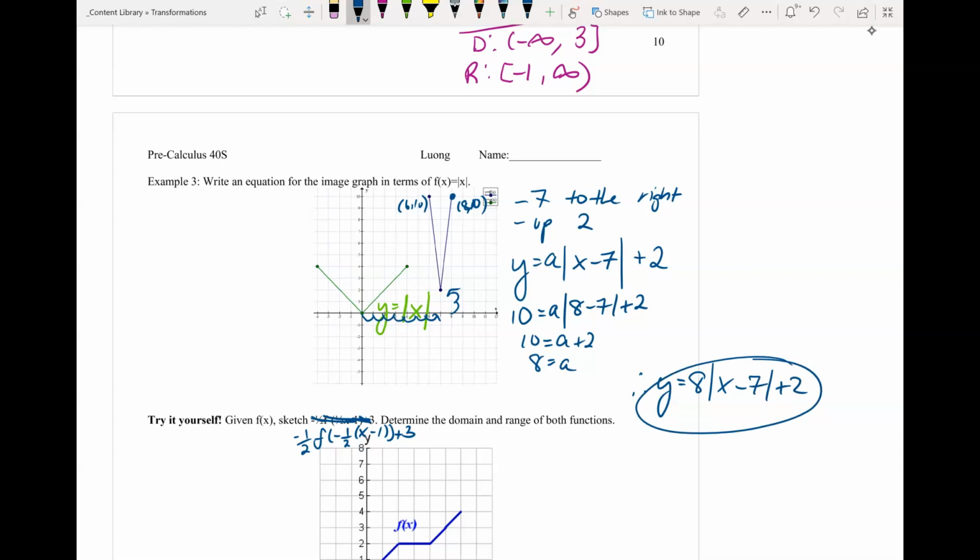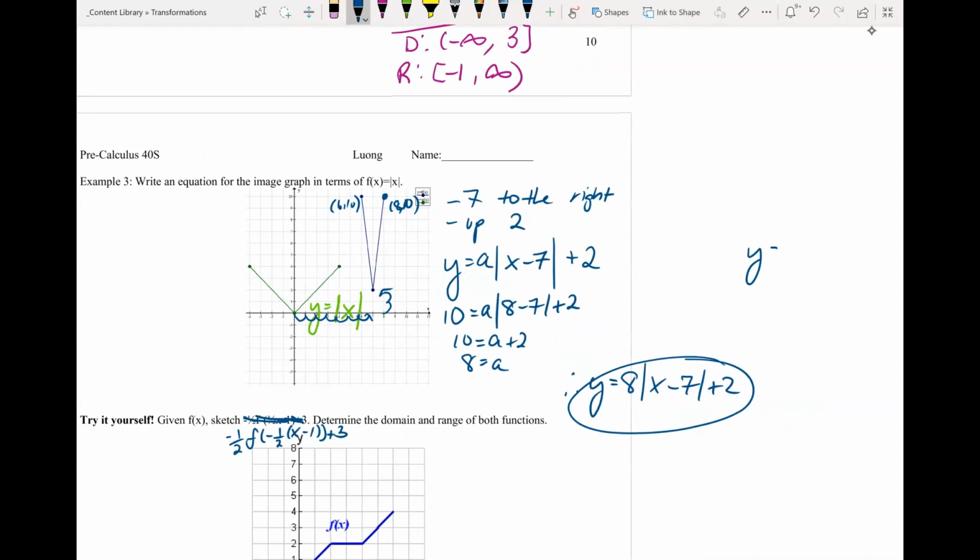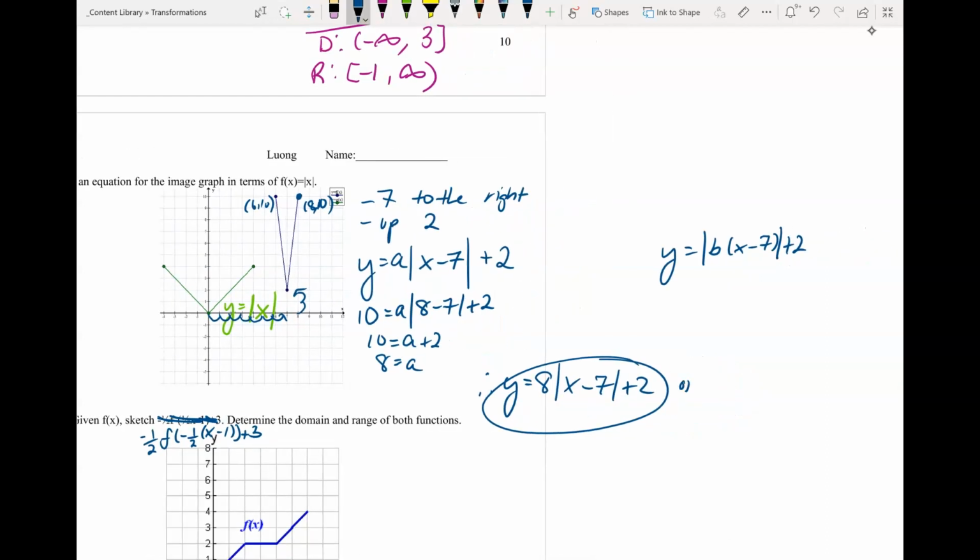There are other ones. Instead, you could have found the horizontal stretch or compression by putting a value like b in there, and then doing the same process. You pick an x and y coordinate already on our transformed graph. So for example, you could have picked 8, 10, plug it into your x and y and solve for b. And the difference is you would have gotten y equals the absolute value of 8 times x minus 7, end of absolute value, plus 2. This is another possible answer you could have had.